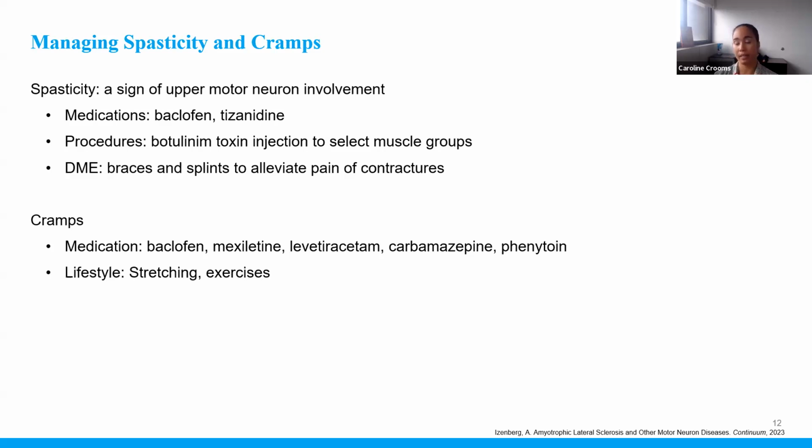carbamazepine and phenytoin used, but they can be. And then stretching and exercises can be helpful as well. Although I think for those there's a little bit less evidence.